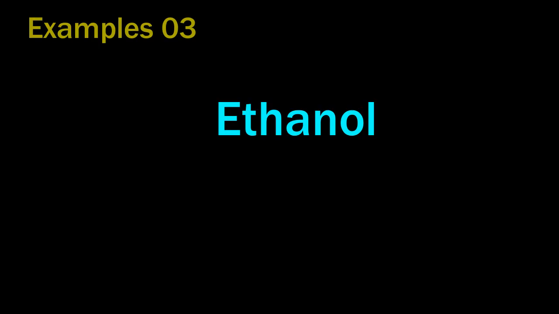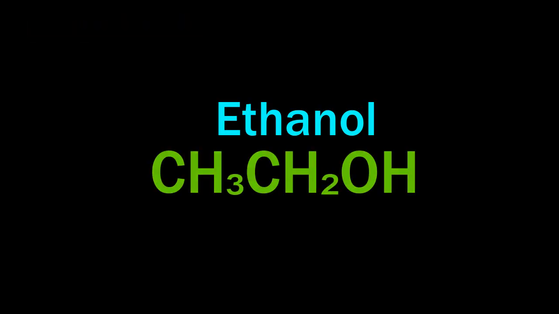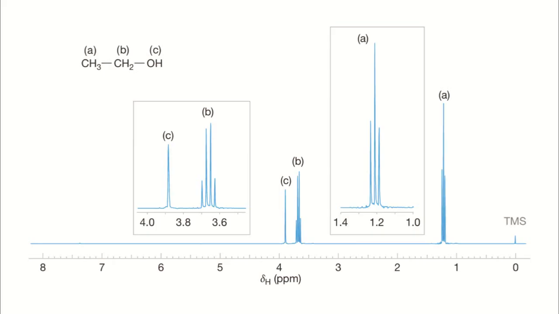Our next example is ethanol. There are three signals around 1.2, 3.7, and 3.9 ppm. Let's label those hydrogen atoms as A, B, and C.